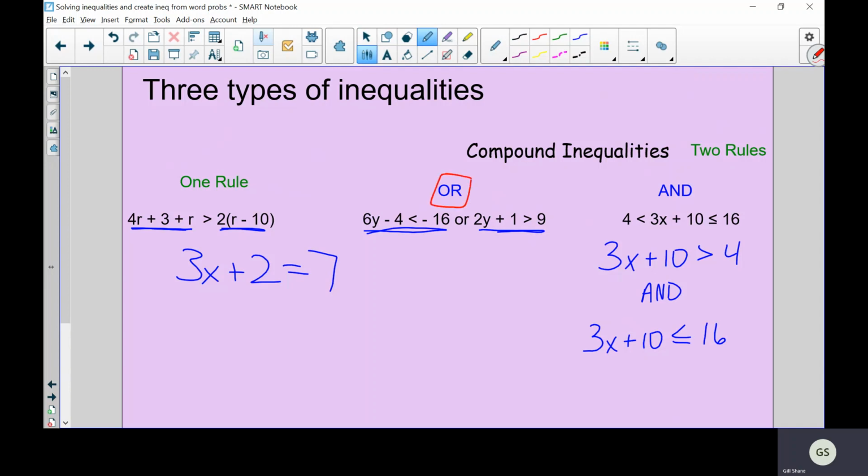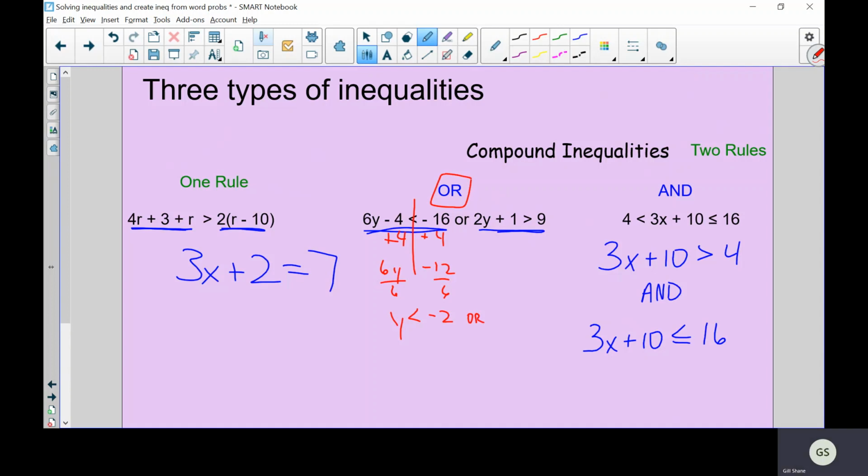So in an or compound inequality, we still have two rules, but we don't care which rule we follow. As long as we follow at least one of those two, then that is an answer. So when we solve this out, we're going to actually get two possible answers. I'm going to solve it real quick. So plus 4, negative 12, 6y divided by 6. So y is less than negative 2.